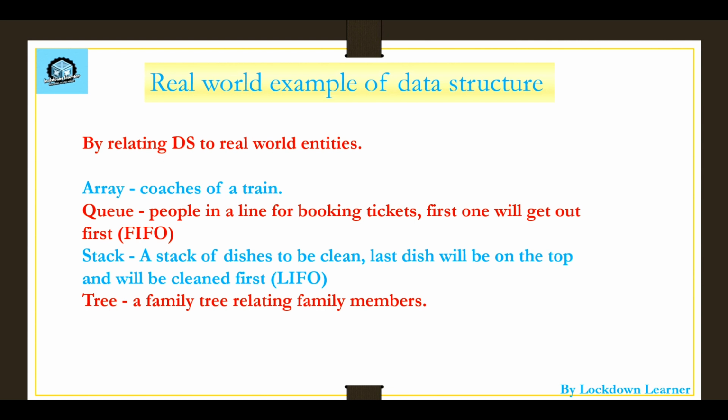And a tree: a family tree relating family members. You make a family tree, first the father, then the mother, then you add a child to them, and then suppose the child is married, and then his wife. You make this kind of family tree.